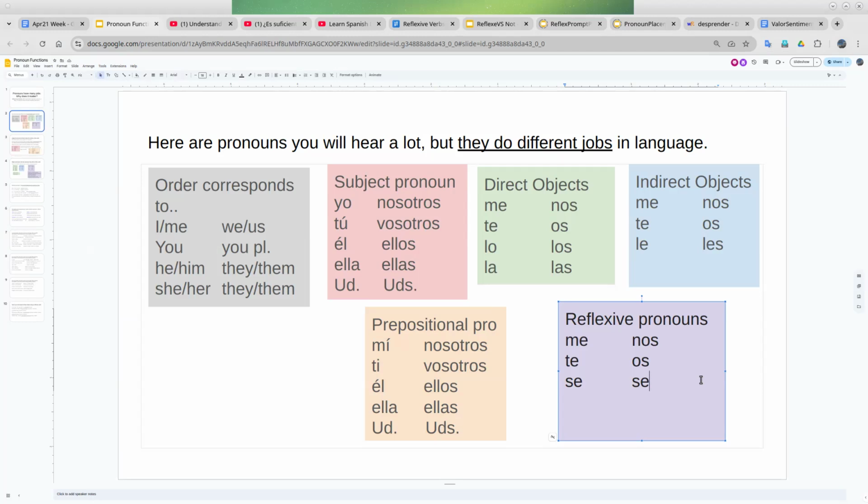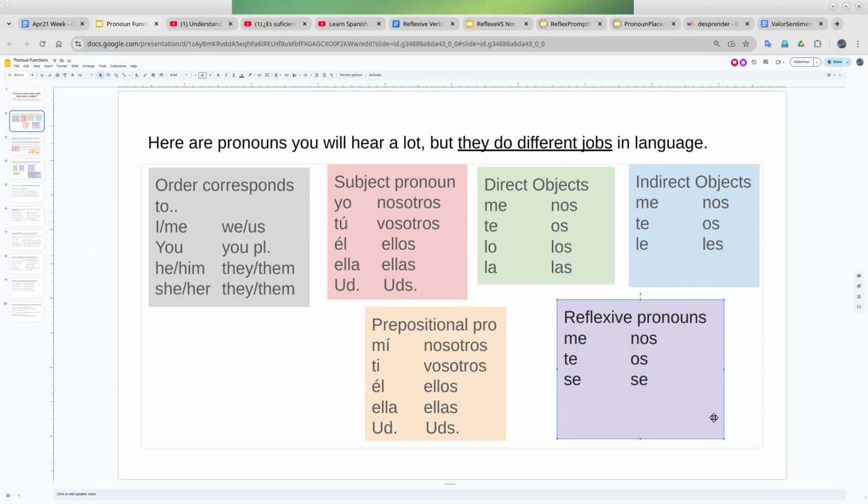But the thing to keep in mind with this purple box of reflexives, which we're going to look at very much in depth today, is that with this box only, the pronoun has to be the same kind, the same family of pronoun as the verb. That means a yo verb has to use a me pronoun, yeah? A tú verb form has to use a te, right?